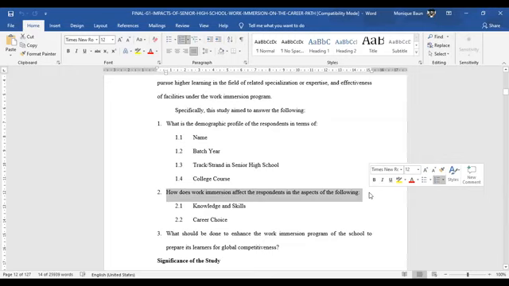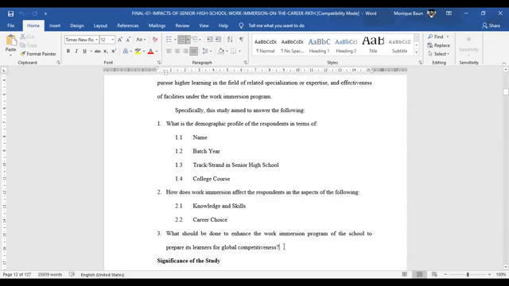After that, how does work immersion affect the respondents in the aspects of the following? Okay, since their topic is all about the impact, they want to know how does work immersion affect the respondents in terms of knowledge and skills? Is it helpful, okay, to their knowledge and skills and to their career choice?